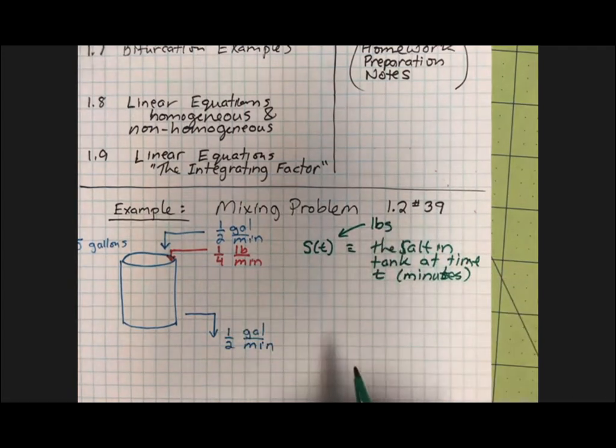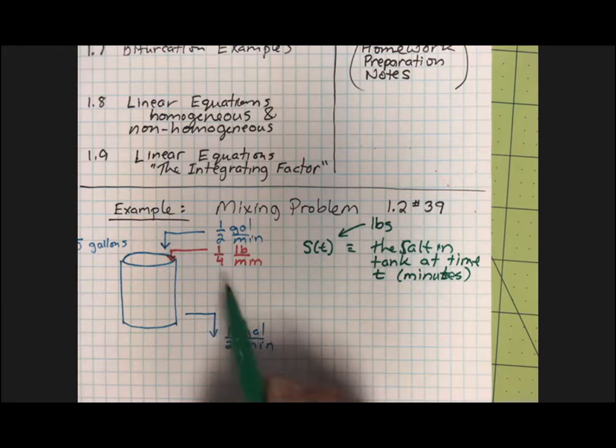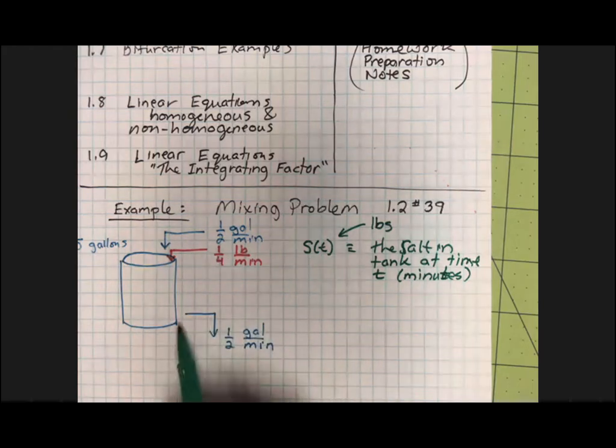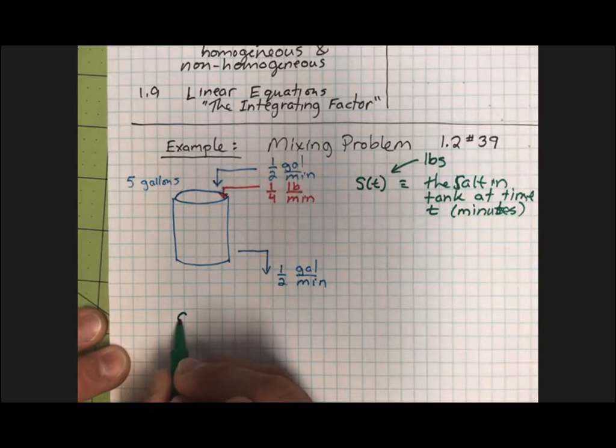Because that's how they delivered it to us. So we need to find a formula for the salt. We admit that the salt in the tank is changing because I'm shoveling salt in, but I'm also possibly trickling salt out. Not very much salt leaving at the beginning, but more and more salt leaving as time goes on. So the moment I say that salt in the tank is changing, then I'm talking about a differential equation. And I can examine the rate at which salt changes.